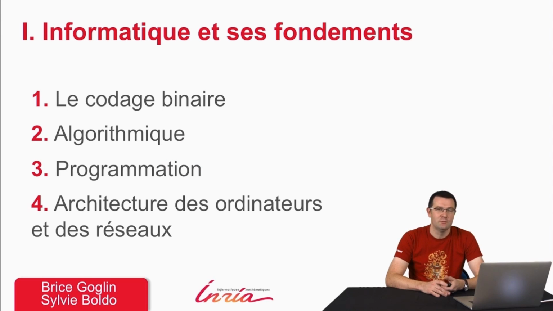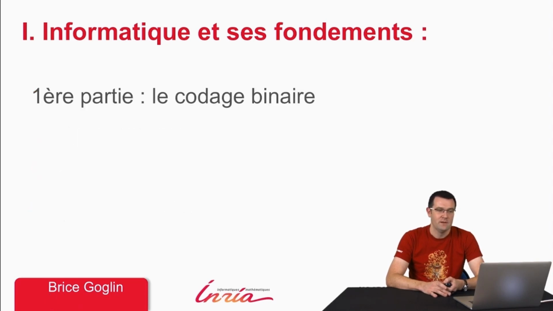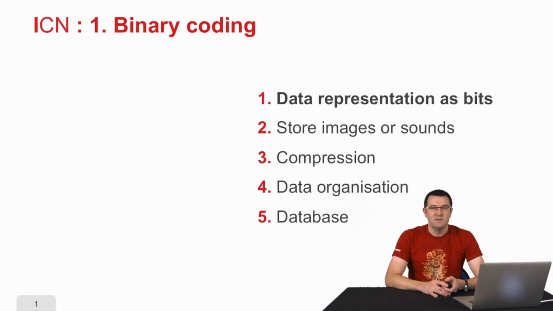This course will be divided in 4 sections. First, we'll talk about binary coding, then algorithmic programming, and finally computer architecture and networks. So first is the binary coding section. It will also be sectioned, we will have 4 parts. But first of all, why code information?